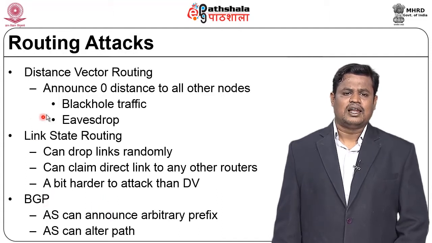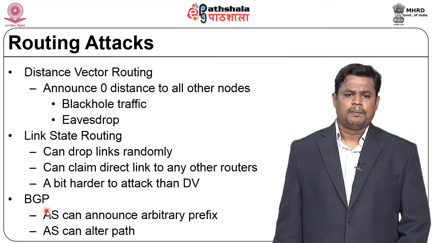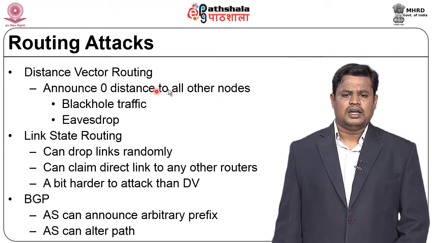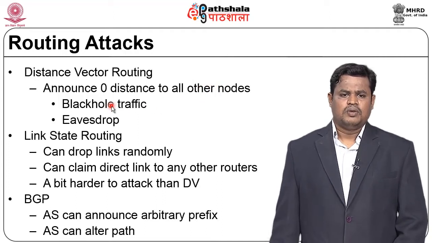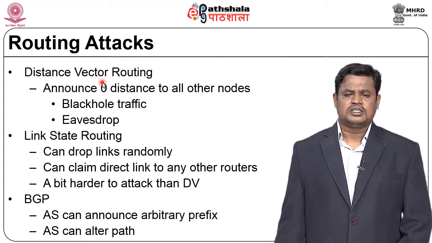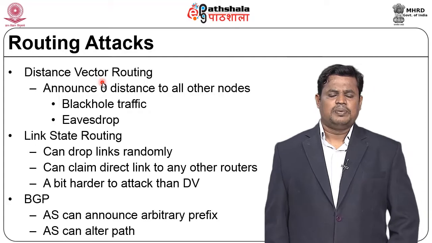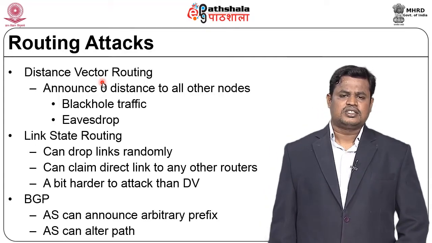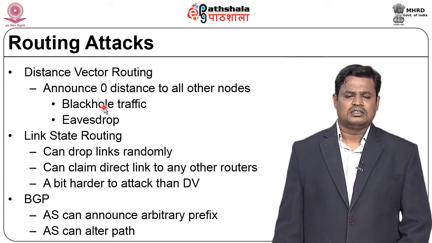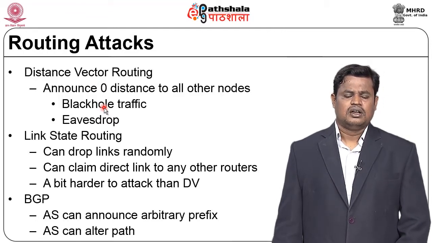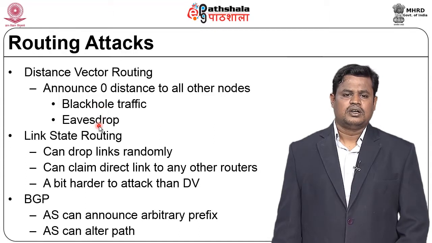And here are some routing algorithms like distance vector, link state and BGP. In the case of distance vector, announcing zero distance to all the nodes creates black hole traffic. Because it is purely based on the distance metric, when I declare the lowest metric, everybody starts to believe this is the best path to reach their destination. So all the legitimate traffic, instead of going the right path, is attracted to the attacker's machine, and eavesdropping can then take that information and do some operation based on it.